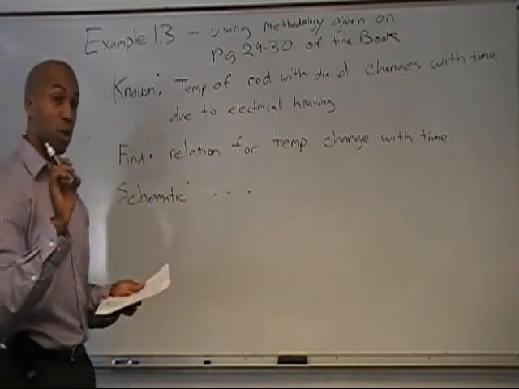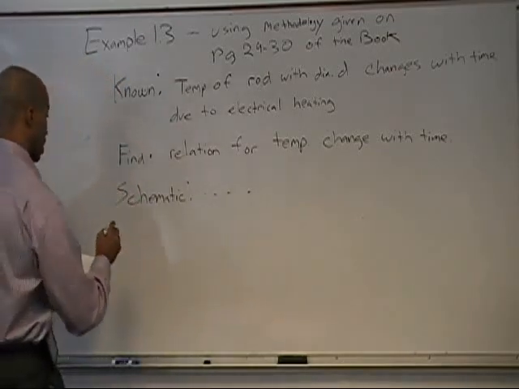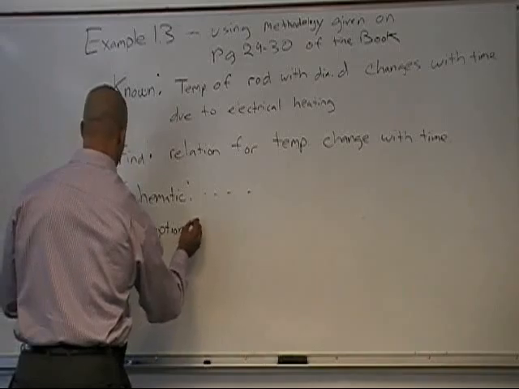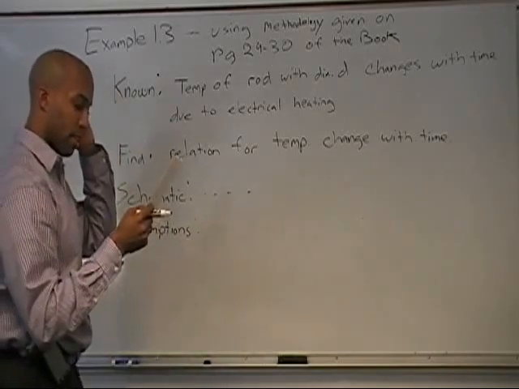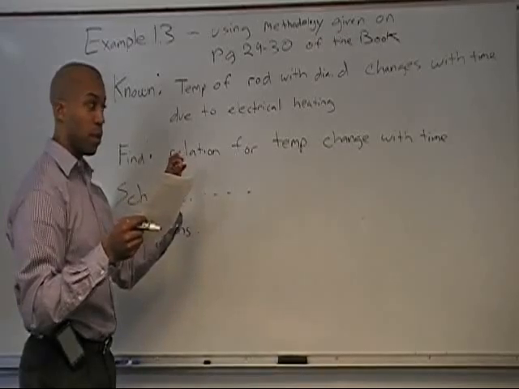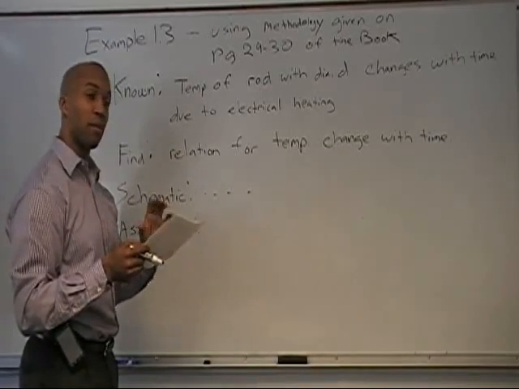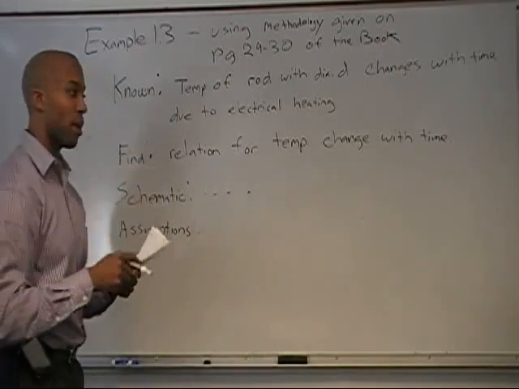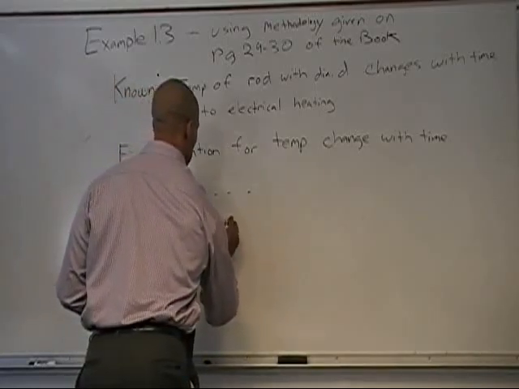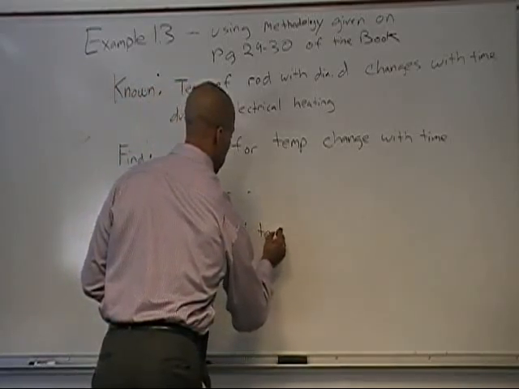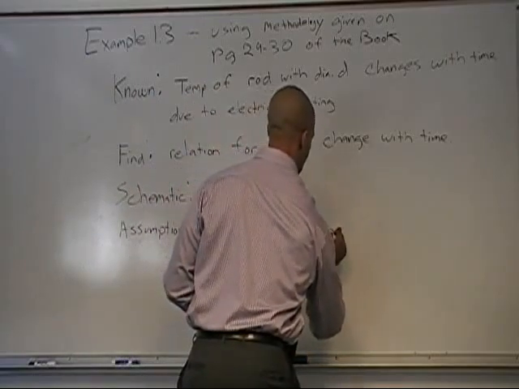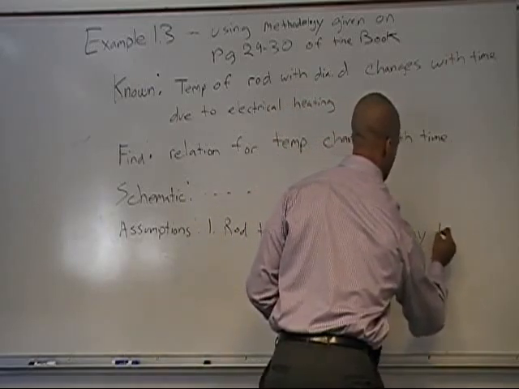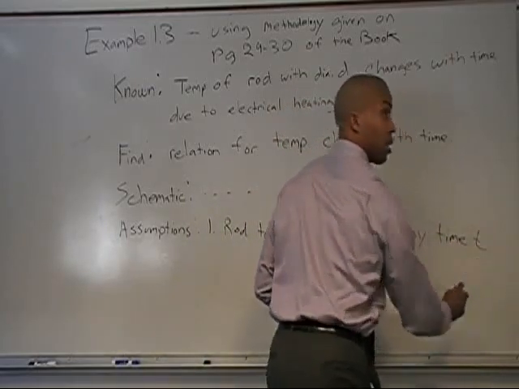And now on to our second learning goal, assumptions. So what assumptions are we going to make about this? We need to assume, and it probably would be good to assume if the rod is made of a metal, that the rod temperature is uniform at any time t. So 1, the rod temp is uniform at any time t.